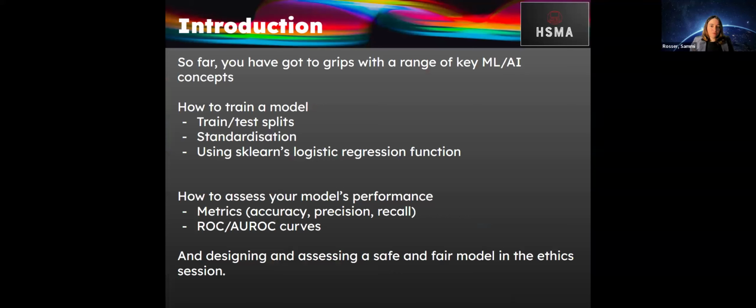So far, you've got to grips with a range of the key machine learning and AI concepts over Dan's last 3 sessions. We've covered how to train a model, how to deal with train and test splits, how to deal with standardization, and how to use sklearn's logistic regression algorithm for predicting classes. I believe we're working on the stroke data set, predicting whether people should or would not receive thrombolysis. You've also done a little bit on how to assess how well your model is performing, so metrics like accuracy, precision, and recall, and also using ROC curves and the area under the receiver operating curve metric. And last week, we covered the really important aspect of designing and assessing safe and fair models in our ethics section.